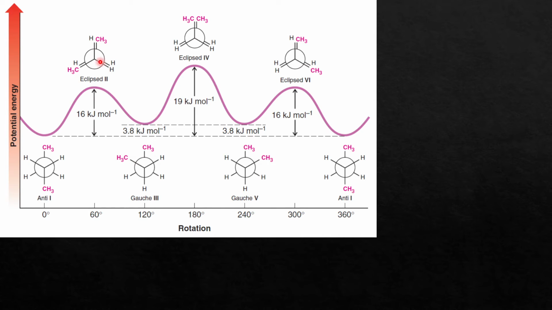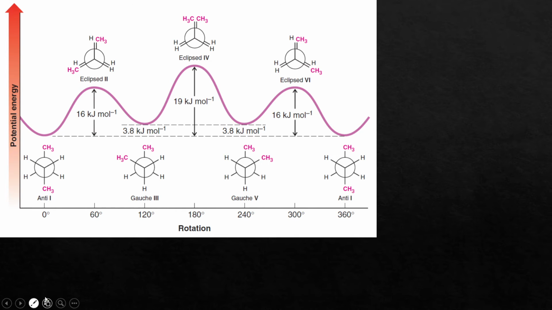Again, in the case of the eclipsed conformation, there are basically two equivalent eclipsed conformers. They have 16 kilojoule per mole higher energy. Now you can see why in the case of the ethane molecule this energy barrier is 12 kilojoule, while in the case of the butane molecule this energy barrier is 16 kilojoule. This is because in the case of the ethane molecule, the repulsion was between two hydrogen atoms.